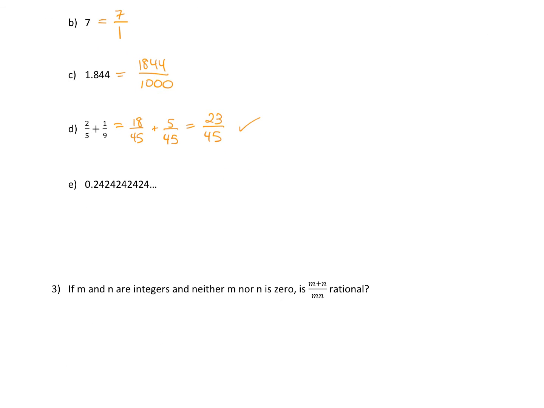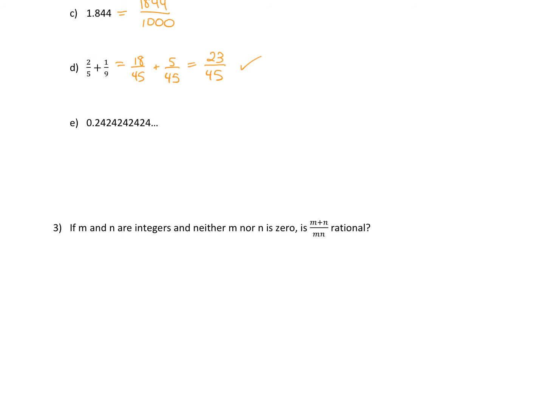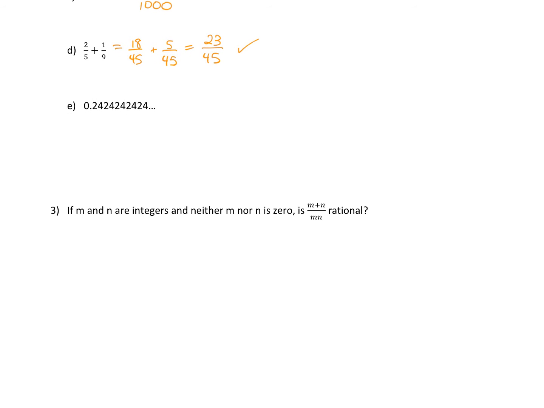Okay, now a repeating decimal, I'm going to show you a little trick for how to write that as a ratio of two integers. So we can say let x be 0.242424. Okay, that means that 100x would be 24.242424. And then I'm going to subtract the same thing from both sides of that equation.